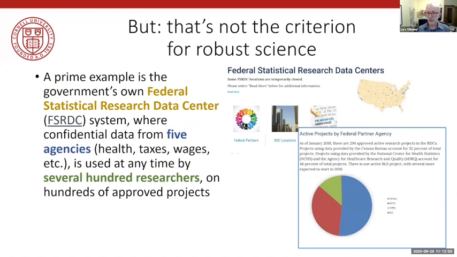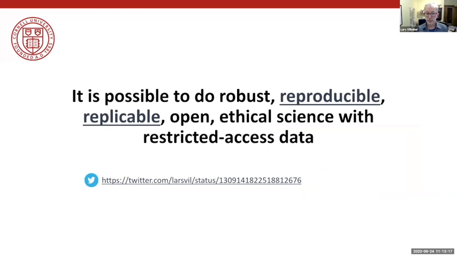But that's not a criterion for robust science, because we just talked about a few of the things on how you can get access. Jen mentioned that earlier as well. And one of the prime examples is actually in the federal government, where information from 5 agencies on health, on taxes, on wages, etc., is available to several hundred researchers who have a very lively debate about how to go about these things, etc. Right? And this is true worldwide. So it is certainly possible to do robust, reproducible, and replicable open and ethical science using restricted access data if the restricted access is for ethical reasons. It's not about somebody saying you can't get my data because I'm the holder of that. But if there are restrictions that require people to walk into a locked room and to conduct research, it is feasible to share data within those locked environments, and it's feasible to describe every piece of that process out there. Now I'm done.